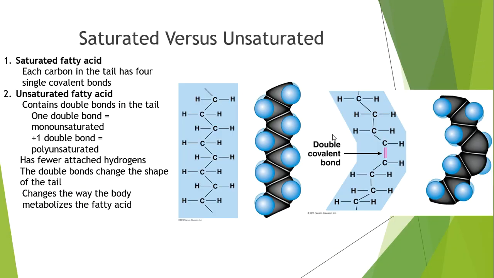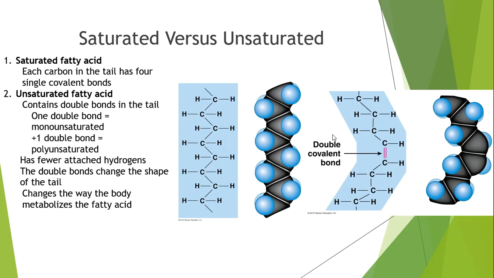So, saturated versus unsaturated fatty acids. These serve different purposes in the body. I'm sure you've heard of good fats and bad fats and what those really mean. There's a lot of complex things that you can go into here that I've listed over here on the left side of this slide. Saturated fatty acids, each carbon in the tail has 4 covalent bonds, and unsaturated fatty acids include 1 double bond, equal monounsaturated, and so on and so forth as you move forward into polyunsaturated and a bunch of different things like that.